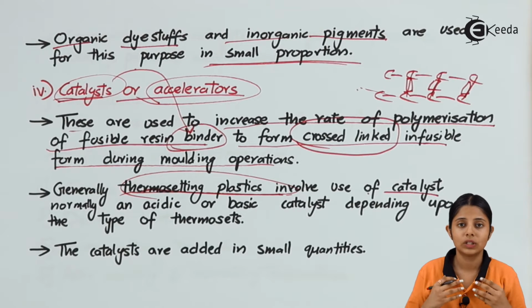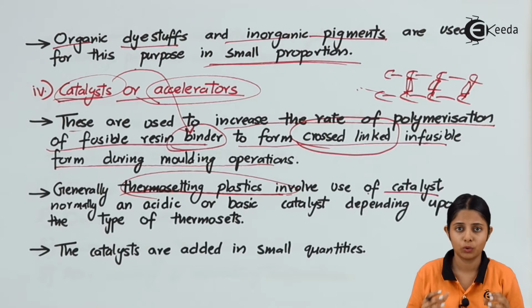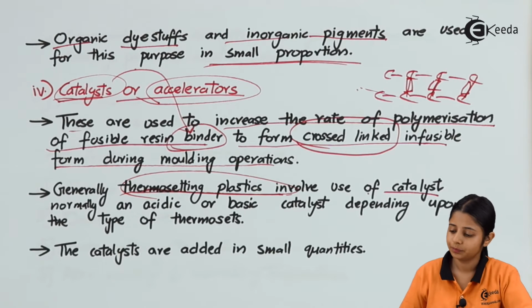That is the reason why, after heating them once, if you try to reheat them and remold them, that is not possible. That is the reason why thermosetting plastics are non-biodegradable plastics. Why are these non-biodegradable plastics? Because there are many cross linkages between them which cannot be broken. And why do we have those cross linkages? Because of the amount of binder which is present in it. And this binder binds very easily in presence of accelerators or catalysts.